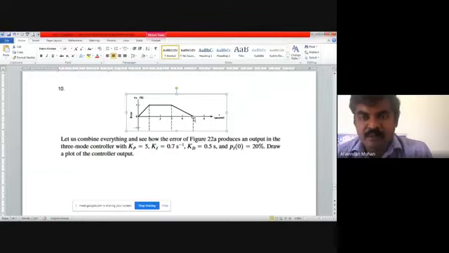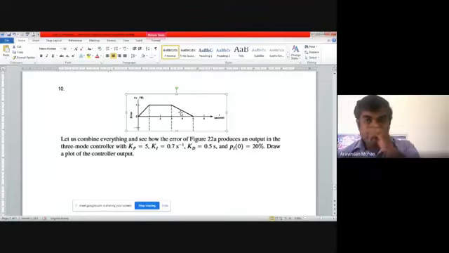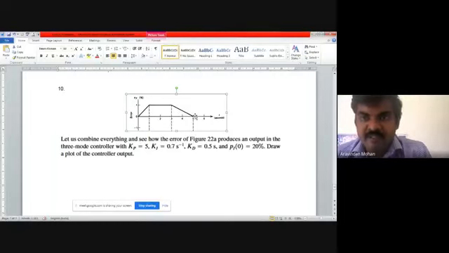As we have discussed in the previous classes, we can divide this error region into four categories. Between the time interval 0 to 1 is the first region, from 1 to 3 is the second region, from 3 to 5 we can take as the third region, and after 5 we can consider it as the fourth region.